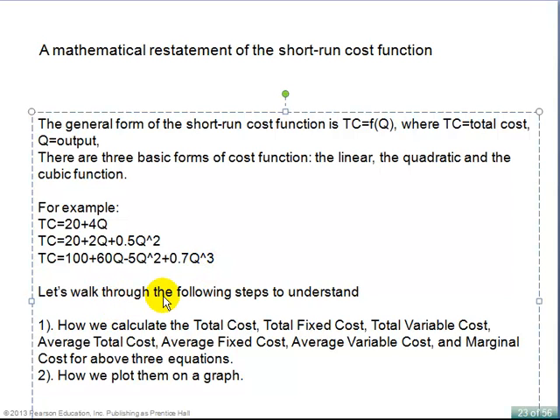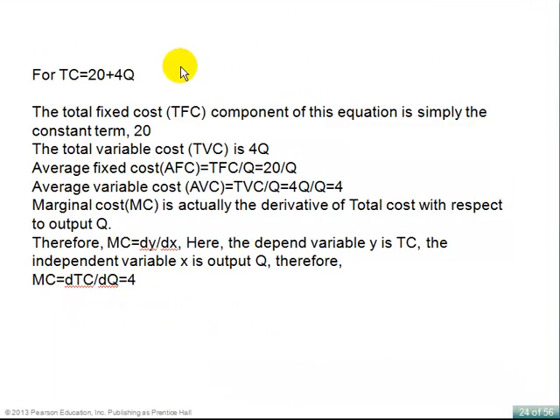Let's walk through the following steps to understand. First, how we calculate the total cost, total fixed cost, total variable cost, average total cost, average fixed cost, average variable cost, and marginal cost for the above three equations. Second, how we plot them on a graph. Okay, for total cost equals 20 plus 4Q, the total fixed cost component of this equation is simply the constant term 20. Why?